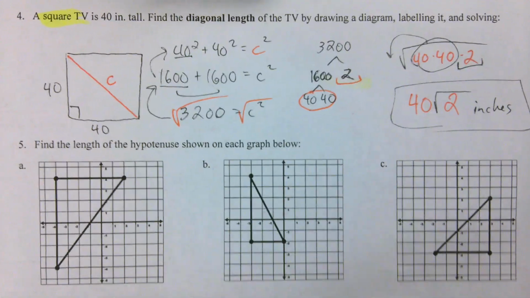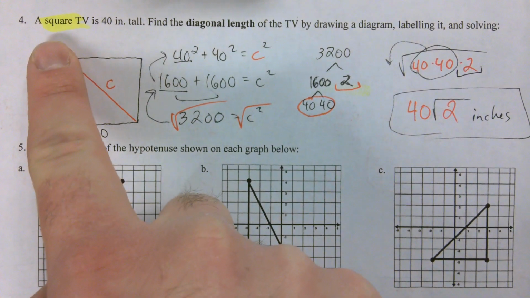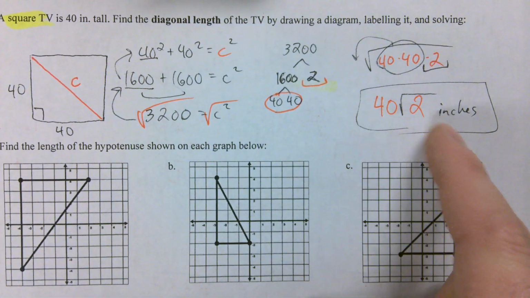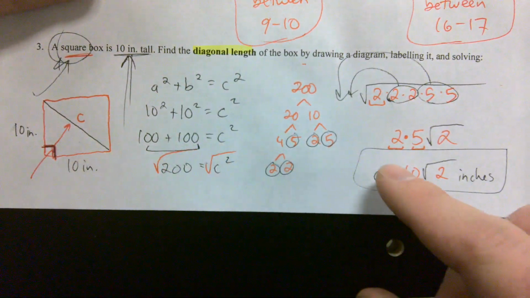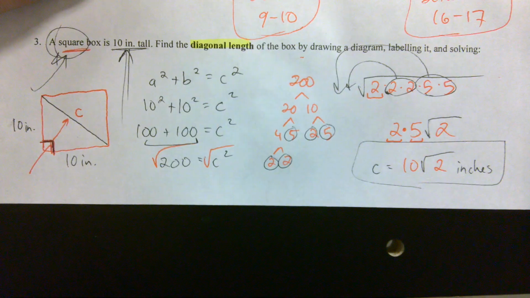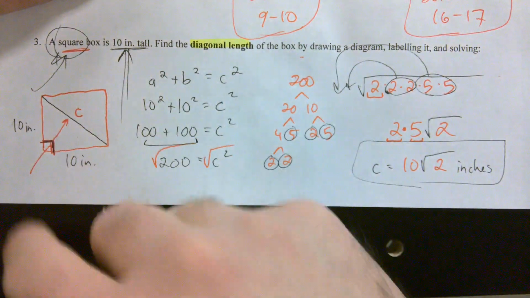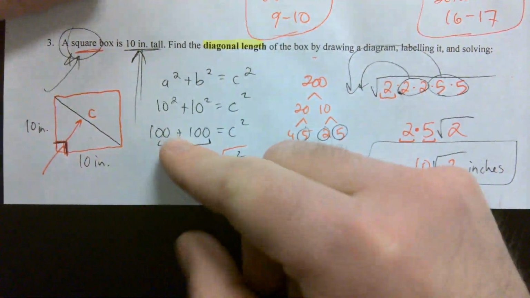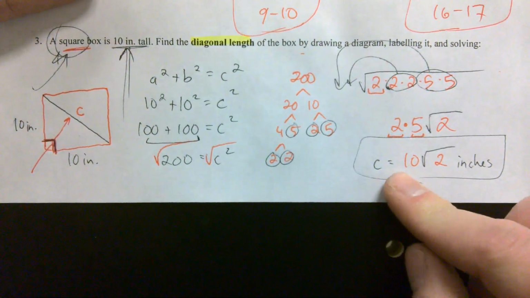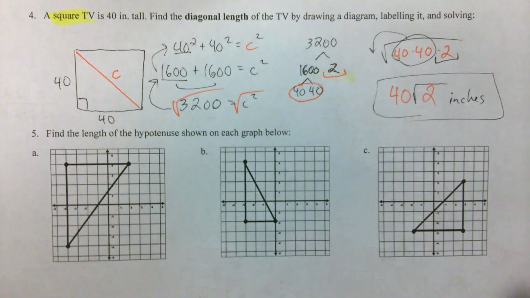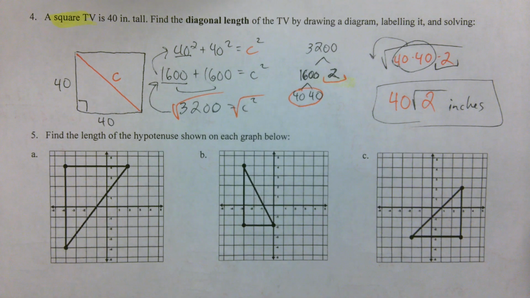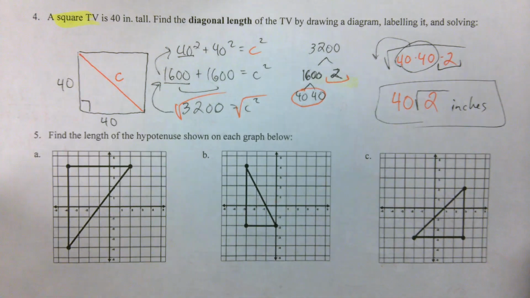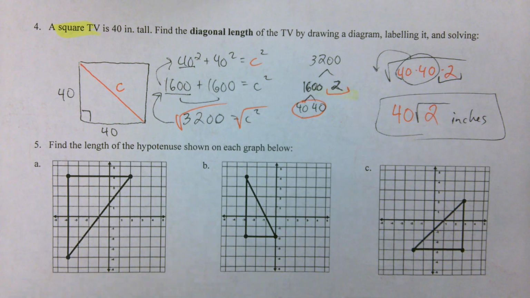Now that's interesting. I had a 40-inch tall square, and my diagonal was 40 root 2. I had a 10-inch tall square, and my diagonal was 10 root 2. If I had a 30-inch tall square, my diagonal would be 30 root 2. If I had a 500-inch tall square, my diagonal would be 500 root 2. So hopefully you see that pattern. That'll help you check your work a lot easier on the test that we're taking in 3 days. Any questions I can answer about the square stuff?